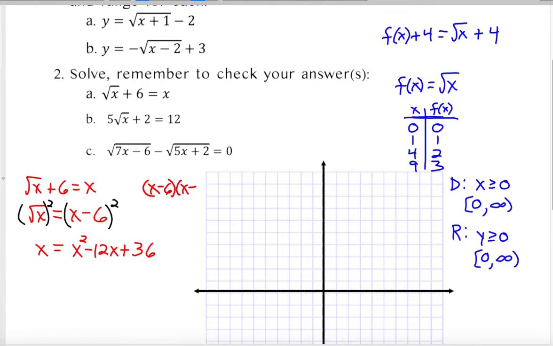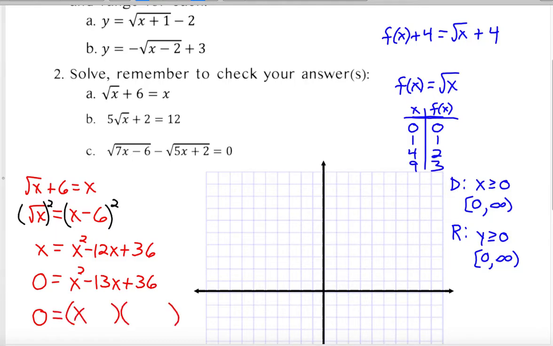Use your box or just do that. Whatever you get, you'll get x squared minus 12x plus 36. Okay, so we have a quadratic, and when you solve a quadratic, you want to set everything equal to 0. So I'm going to have to move the x on the left over to the other side. If I subtract 1x, that'll give me a negative 13x. And now I can try and factor, and if I can't factor, I'll have to use the quadratic formula.